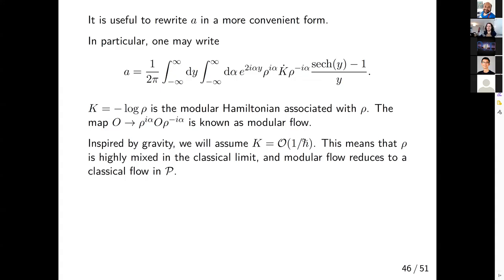And so in this way, this really means that rho is highly mixed in the classical limit, because as we take h bar going to zero, the modular Hamiltonian grows. And because of this scaling, K going like 1 over h bar, one can show that modular flow reduces to a classical flow in the phase space.